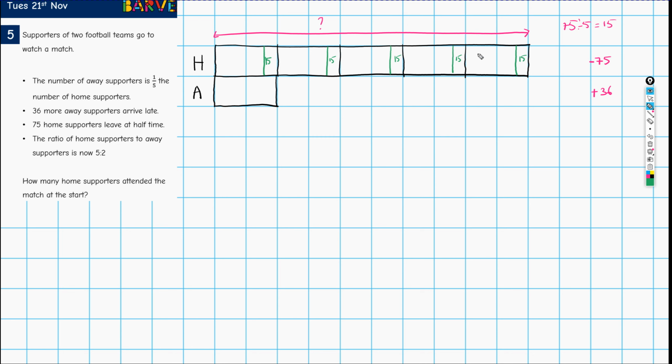Right, so where does that take me now? Let's look at the away bar. Now, this is the original away bar, and we want to add 36 to this. And when we add 36, what happens is that the ratio changes from 5-1 to 5-2. But we have to bear in mind that the new home parts, or units as it were, are smaller. They're the ones without the 15. So how are we going to think about this?